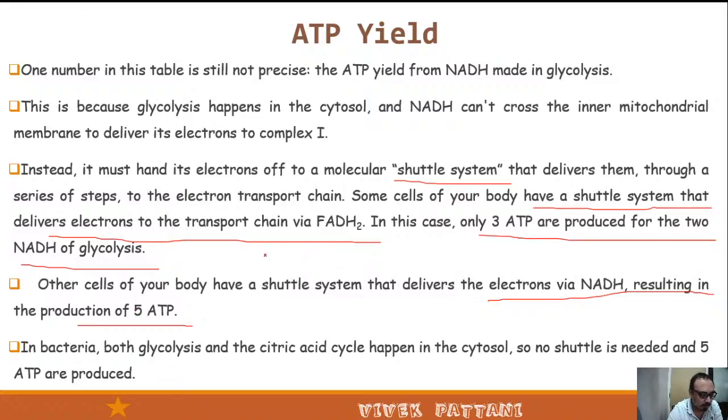In bacteria, both glycolysis and the citric acid cycle happen in the cytoplasm, so no shuttle is needed. Thus, they produce 5 ATPs.